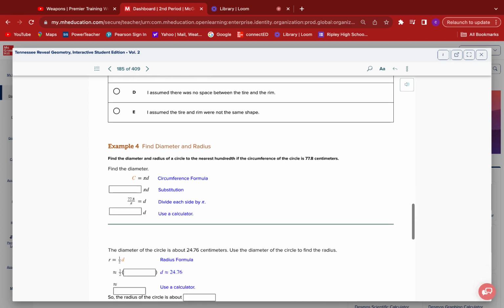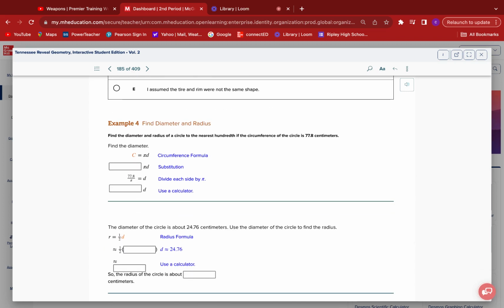Okay, I'm done with that. Number 4. Find the diameter and radius of a circle, to the nearest hundredth. That's 2 numbers after the decimal. If the circumference of the circle is 77.8. Okay, what that means is I'm replacing C in my formula with 77.8. So 77.8 equals pi times your diameter. Well, I'm looking for diameter, so I'm going to divide that by pi. So take 77.8, divide by pi.